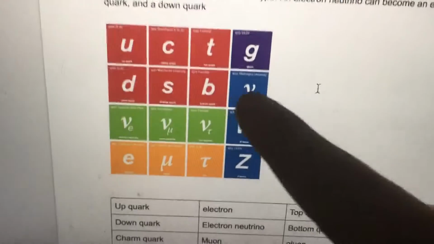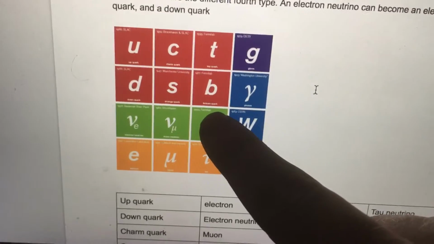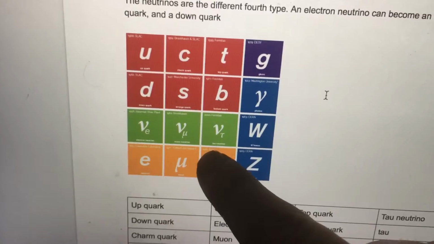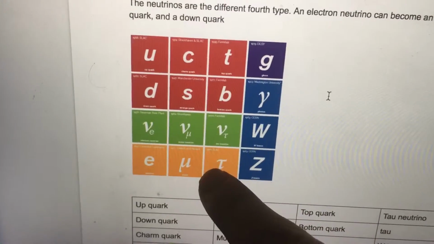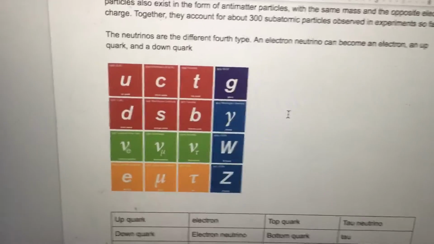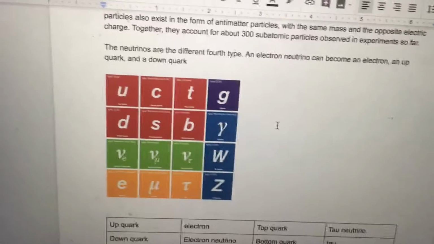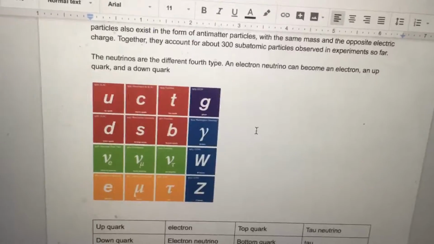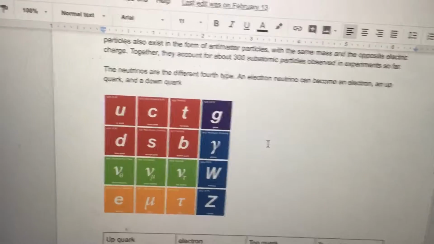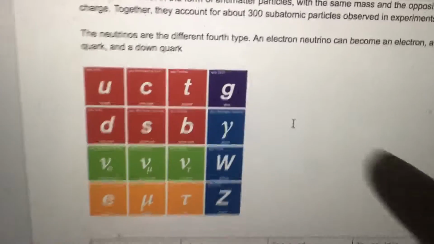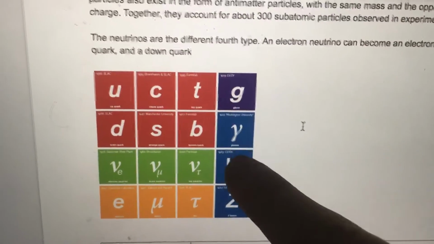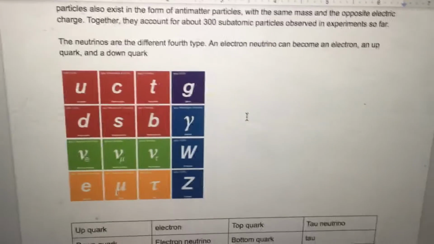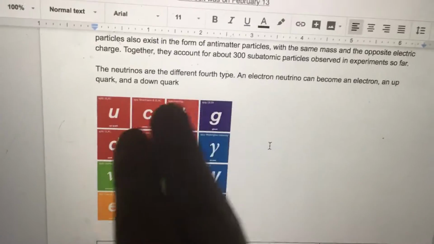Then the second generation is the charm quark, the strange quark, and the muon and the mu neutrino. Again, it's the same pattern. There's the charm quark and strange quark, those are the duality. The muon is the doer, and then the mu neutrino is a different 4th. Then we have the top quark, bottom quark, tau, and the tau neutrino. Again, that same pattern. So these 3 groups of 4 are called fermions.